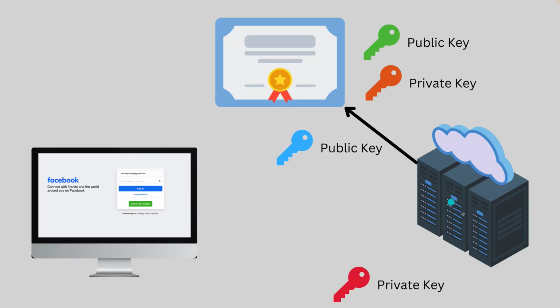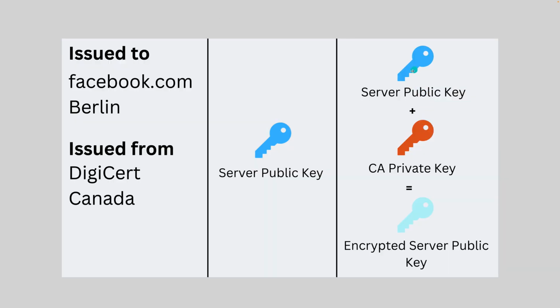Okay, so again, let's just go through this again. We have the public key and we have the private key of the certificate authority. And again, I can encrypt with the public key if I want to, or I can encrypt with the private key. But if I decide to encrypt with the private key, only the public key can decrypt it. All right, so I'm going to encrypt this server public key with this private key, and now I have this encrypted server public key, and that's going to contain all of the information inside of the certificate.